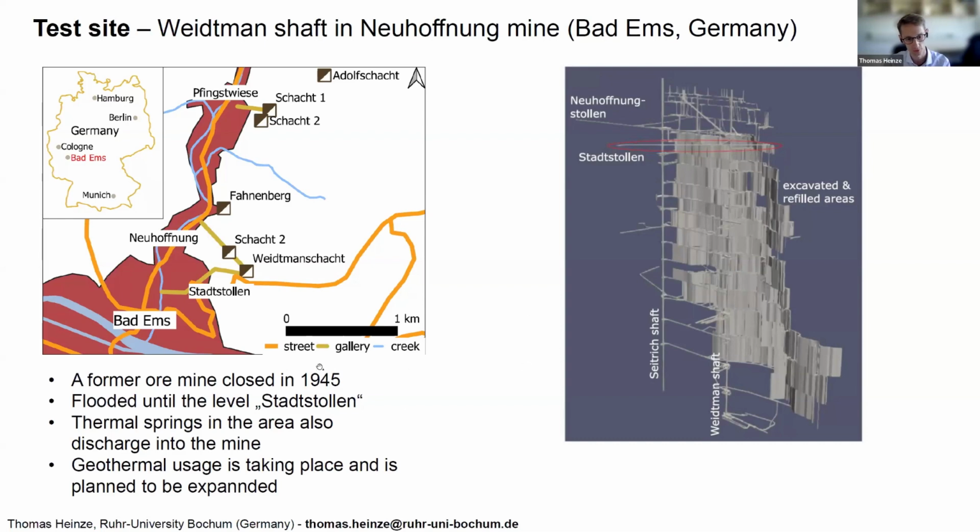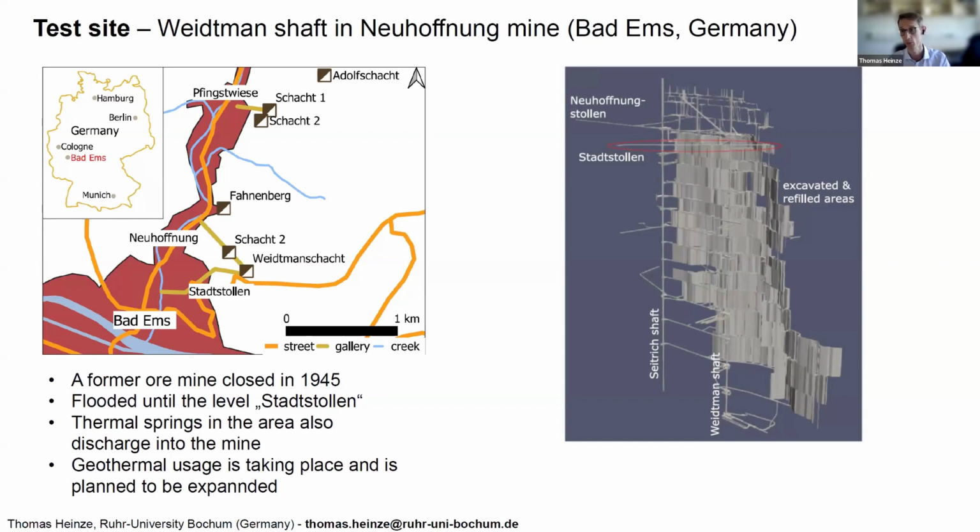thermal springs, so just out of the map here in the south. There are multiple thermal springs, and it's known that these thermal springs also discharge into the mine. So this gives us a mine water discharge temperature of 26 degrees Celsius, which is also used currently for geothermal purposes. And the city would like, of course, to expand the usage of that.